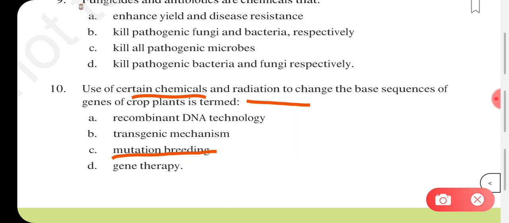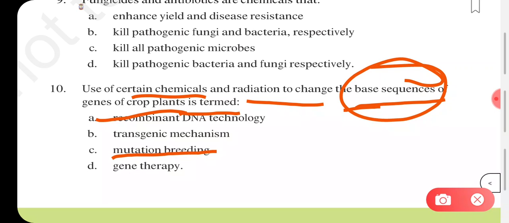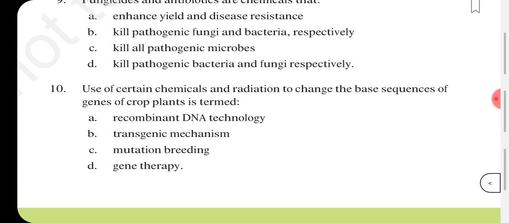Certain chemicals and radiation to change the base sequence of genes of a crop plant is termed as mutation breeding. When we are changing the base sequence of the genes of a crop plant and allowing the plant to grow further, we call that mutation breeding. By using certain chemicals and radiation, we are changing the base sequence of the genes. So only there is a change in the base sequence. The main part of the question is this: if there is just a change in the base sequence of the genes in the crop, then what type of breeding will take place? It will be mutation breeding, because we have brought some mutation in that.